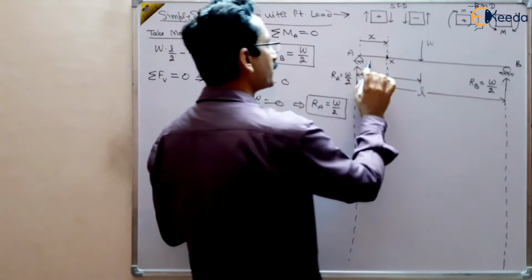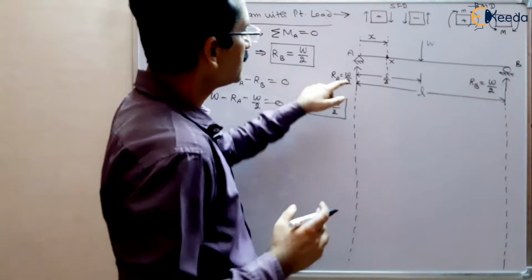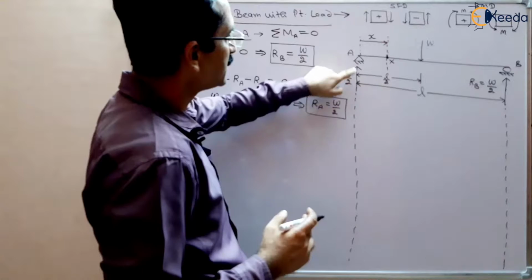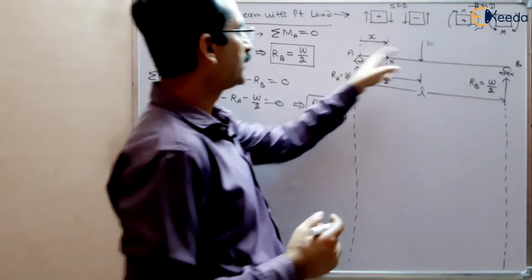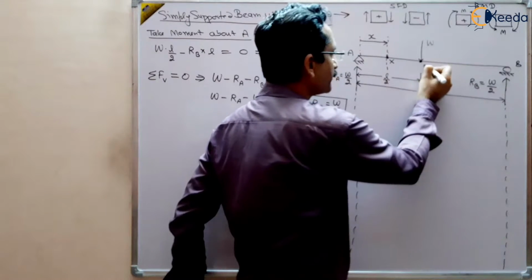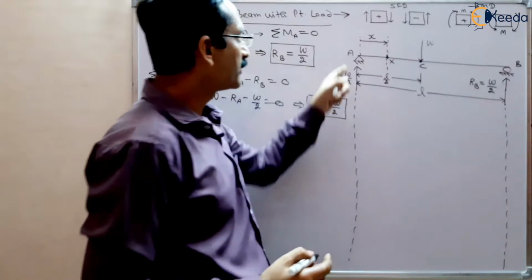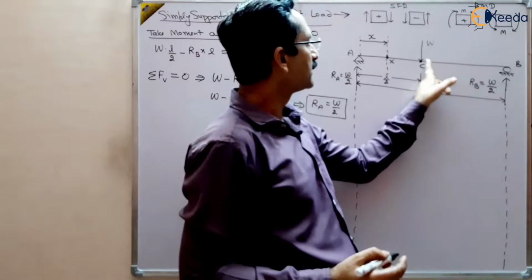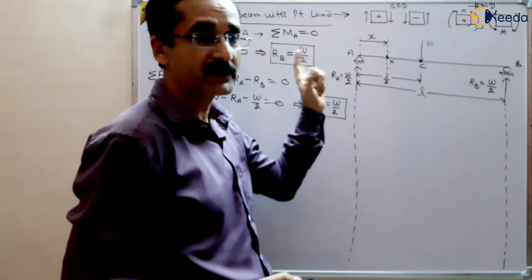So shear force will be the algebraic sum of all the forces to the left of this section. There is only one force to the left of this section, that is reaction W by 2. But this is valid from A to, suppose this is point C. This is valid only for A to C. When we cross this C, here there is a load, so the equation will change.